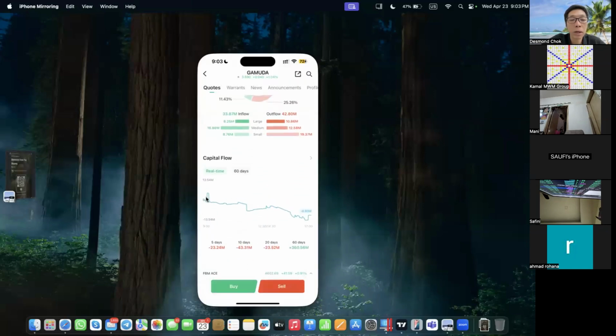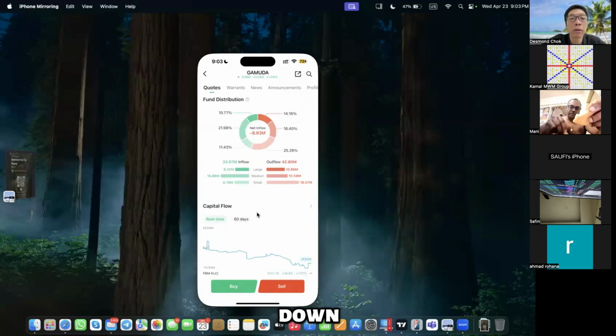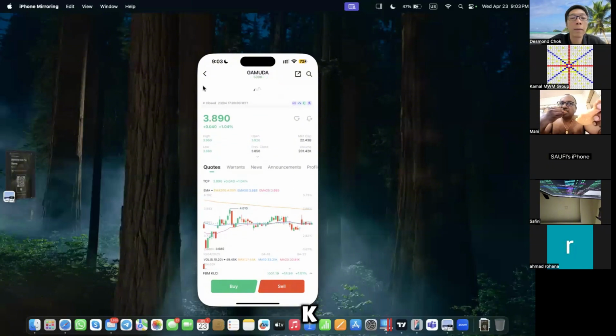Capital flow you can see. The inflow and outflow for this counter for the recent period. You can see all this going all the way down because the foreign funds keep on selling. That's why the capital flow is decreasing, downtrending. Okay.